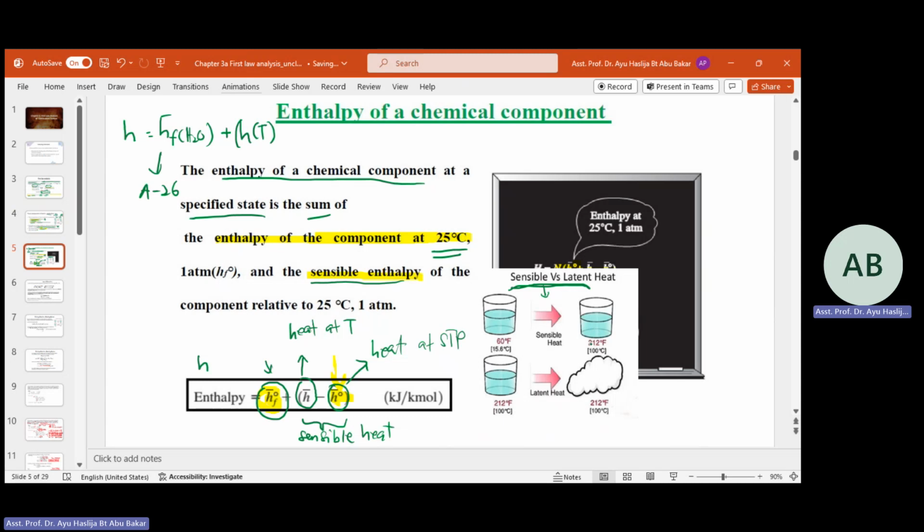So from here at 100 degrees C, for example, at 100 degrees C. Okay, minus H naught. H naught here is at STP. Naught refers to the STP.